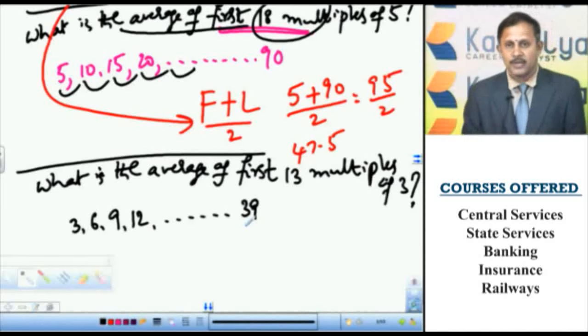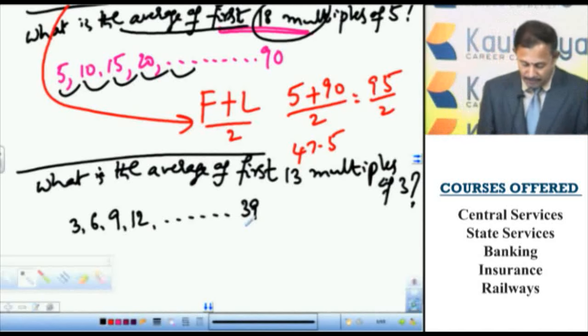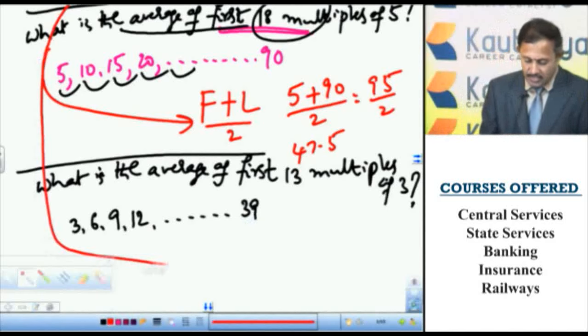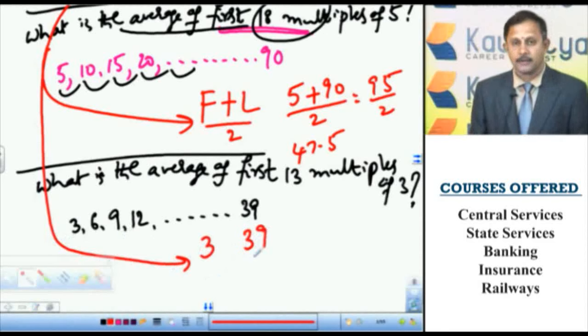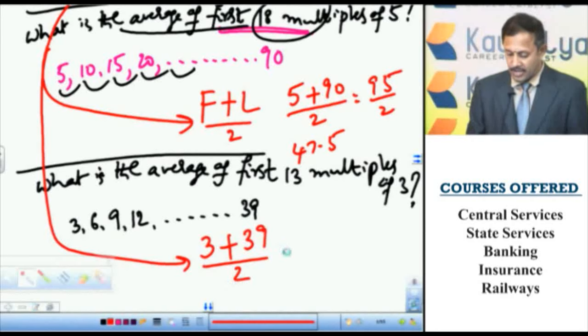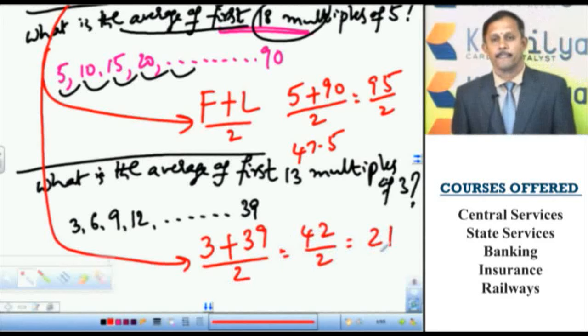So here also it is not necessary to calculate the total and then divide by the number of elements, 13. Straight away we can apply the formula first element plus last element by 2, because the difference between successive numbers is constant, 3. Here the first element is 3 and the last element is 39. So 3 plus 39 is equal to 42, by 2. Therefore the average for all these elements is 21.